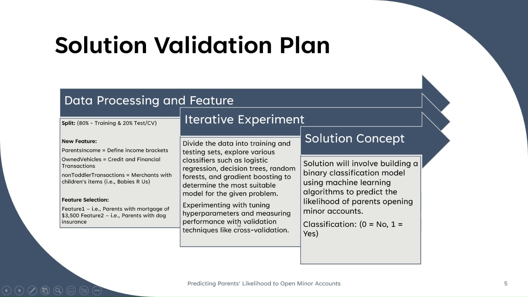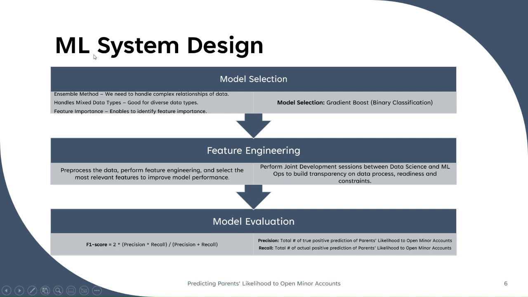Our experimentation will consist of tuning hyperparameters and understanding the validation using cross validation on the 20% that we have. For the end of the solution concept, what we want is a yes or a no: are the parents likely willing to open up the account for their minor? So we would result in a classification. How did we do the model selection? We selected gradient boost binary classification.